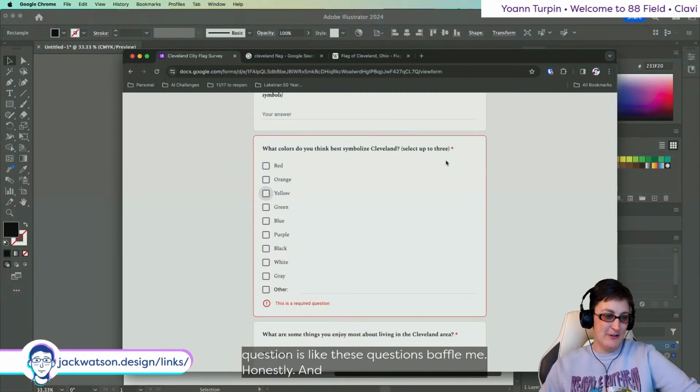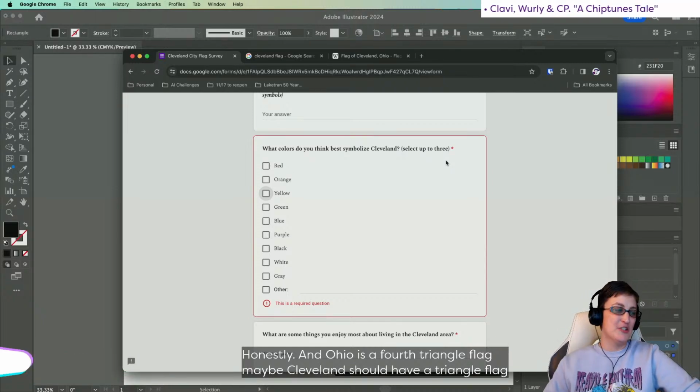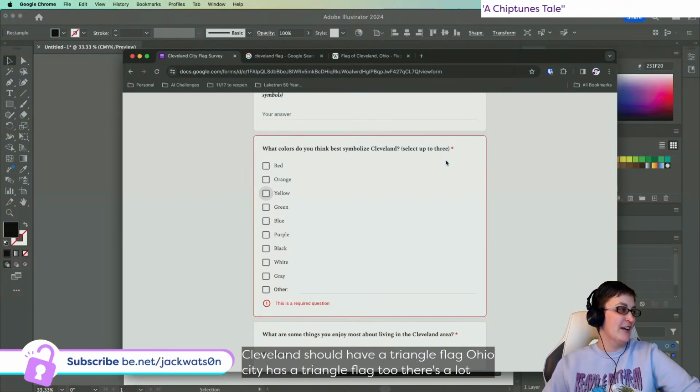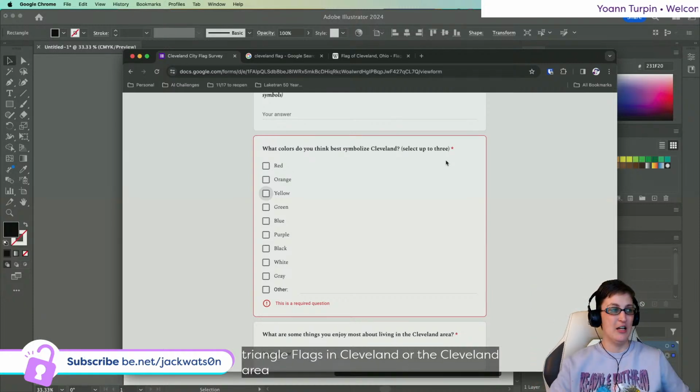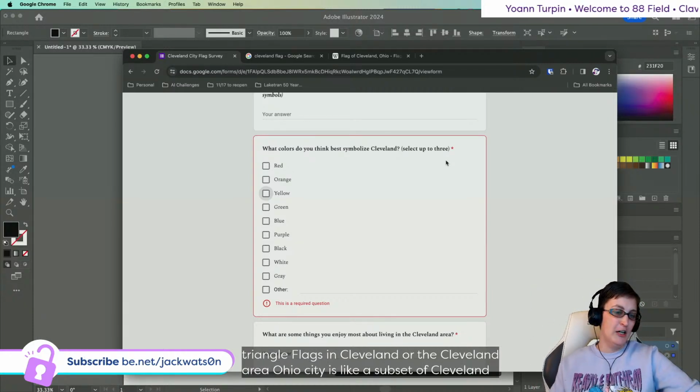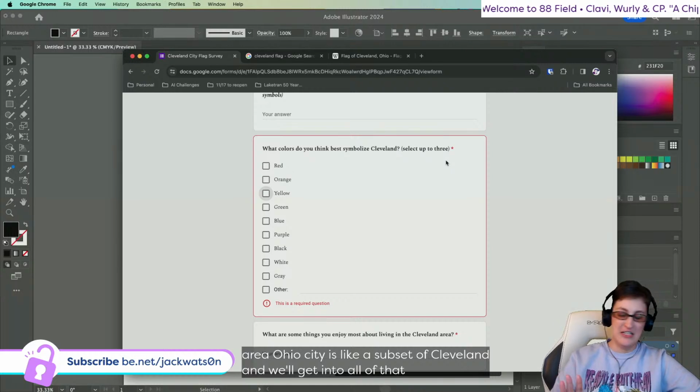And Ohio has a forked triangle flag. Maybe Cleveland should have a triangle flag. Ohio City has a triangle flag too. There's a lot of triangle flags in Cleveland, or the Cleveland area. Well, Ohio City is like a subset of Cleveland. And we'll get into all of that because there's other things in that as well.